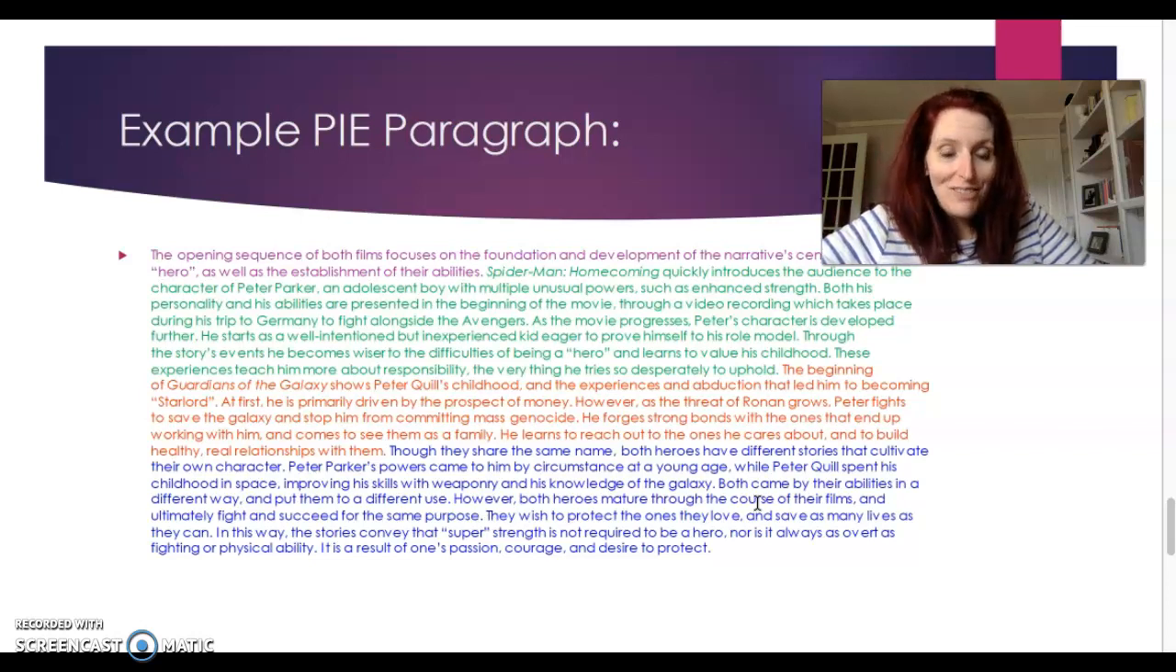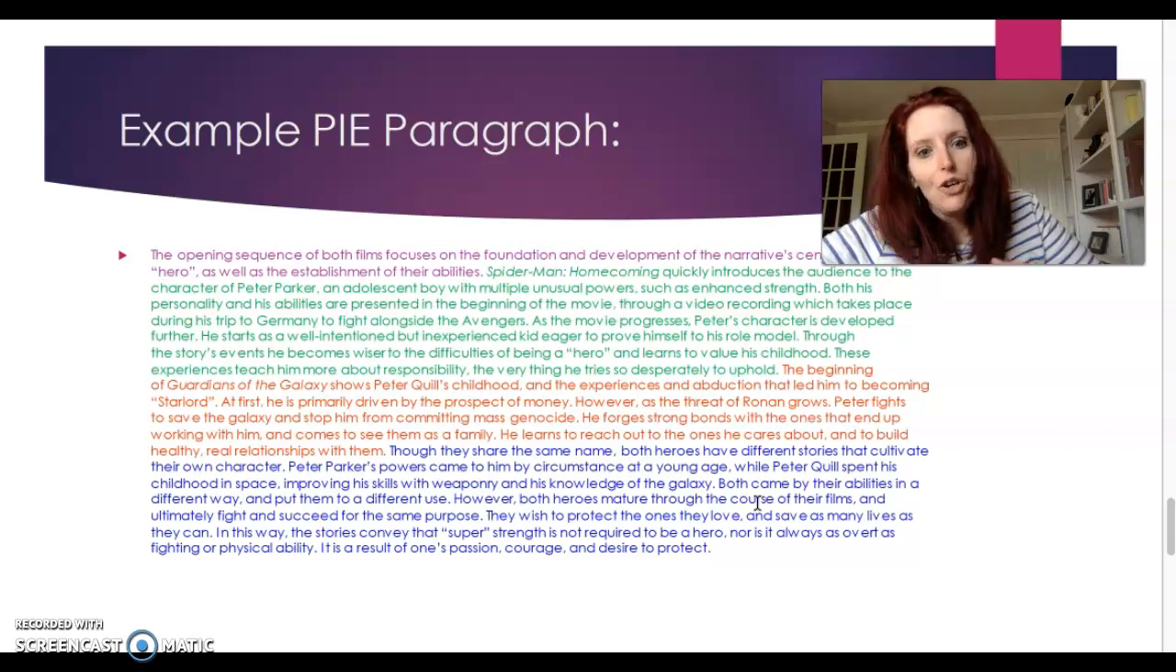You're going to do this 3 times because you have 3 tropes. So each body paragraph should address each trope.